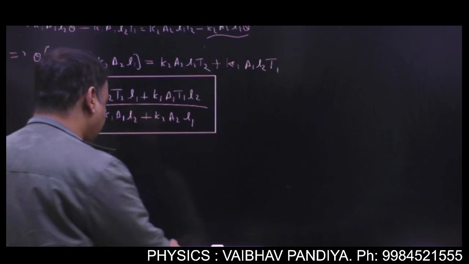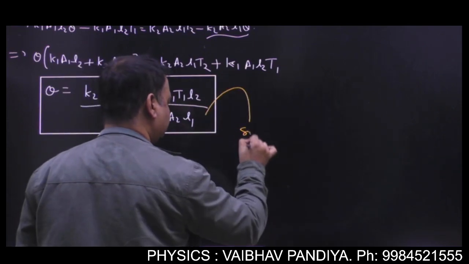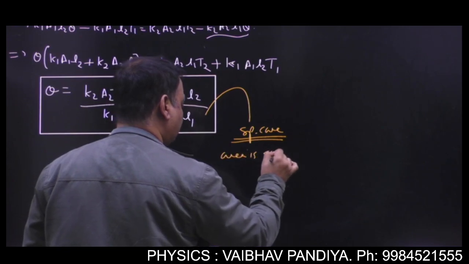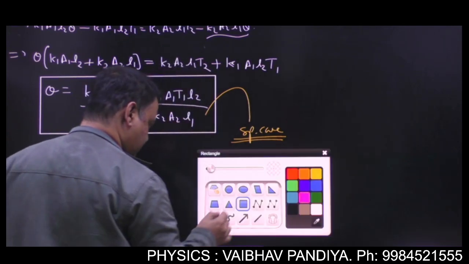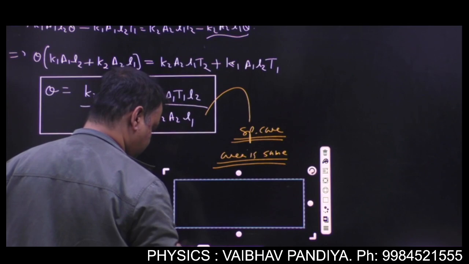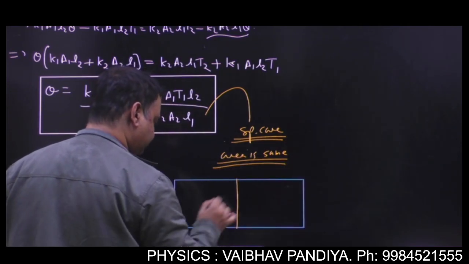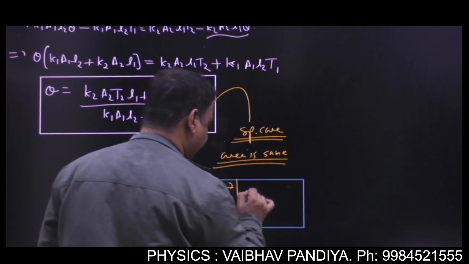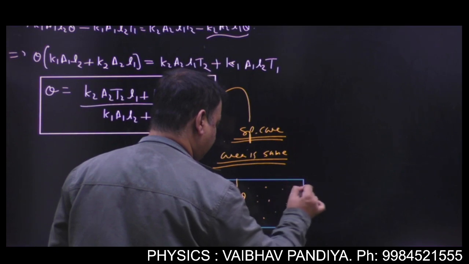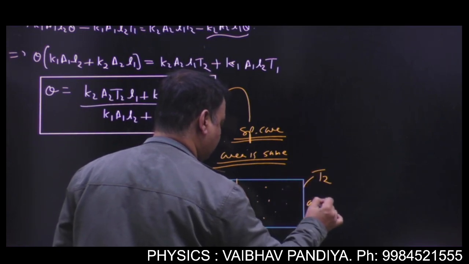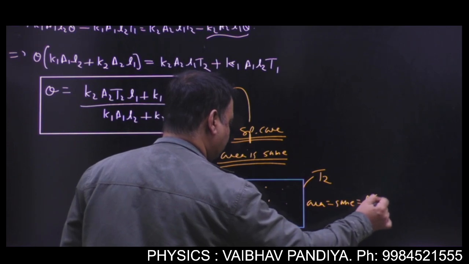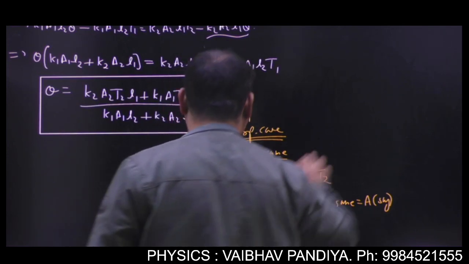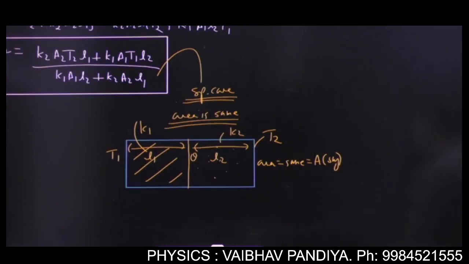Now if you take a special case, if area is same. Suppose we have two slabs, this has a conductivity K1, length L1, this end has a temperature T1, this end has a temperature theta, and this is your T2, and area is same, say A, this length is L2, conductivity K2. So your expression will get more simplified.